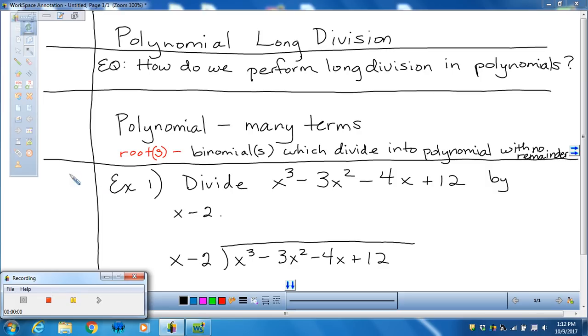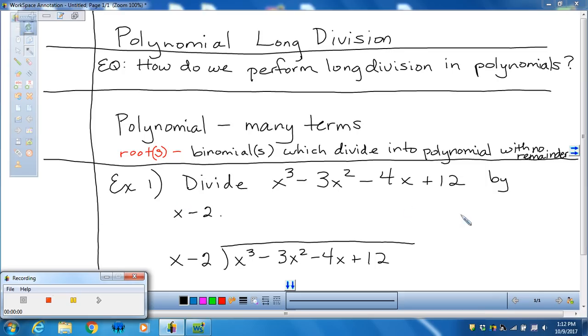And the first thing I want to do is remind you of some vocabulary. The first one is polynomial. Polynomial just means many terms. And the second word that I want to bring up is the word root or roots. These would be binomials, which divide into the polynomial with no remainder.